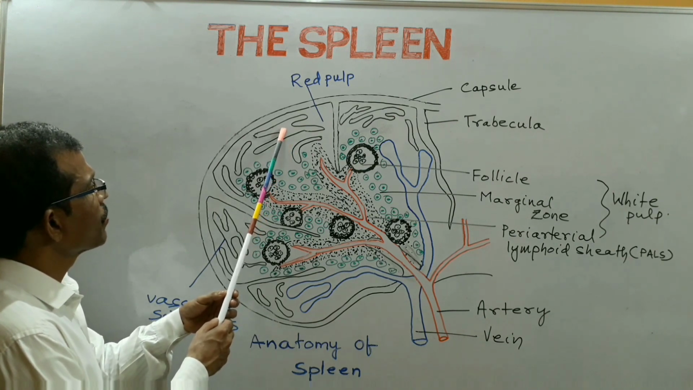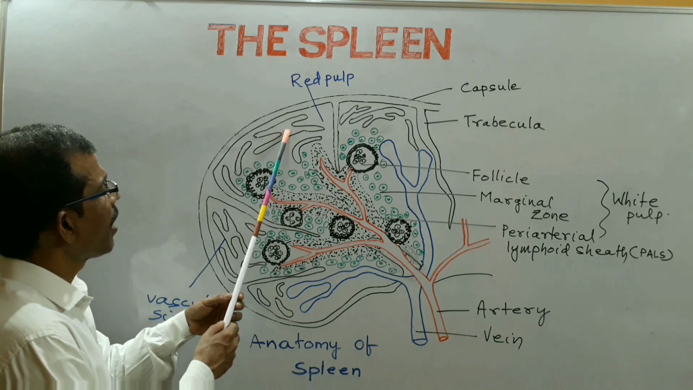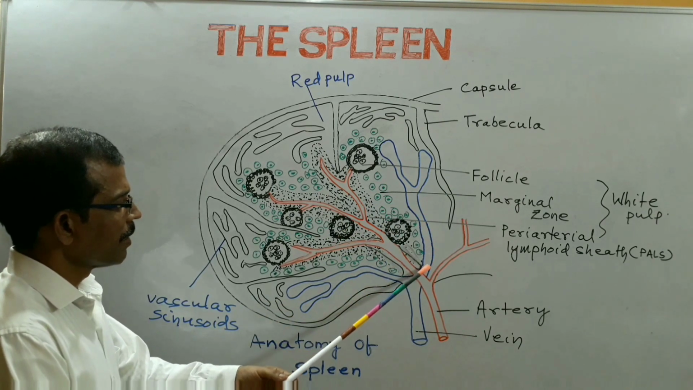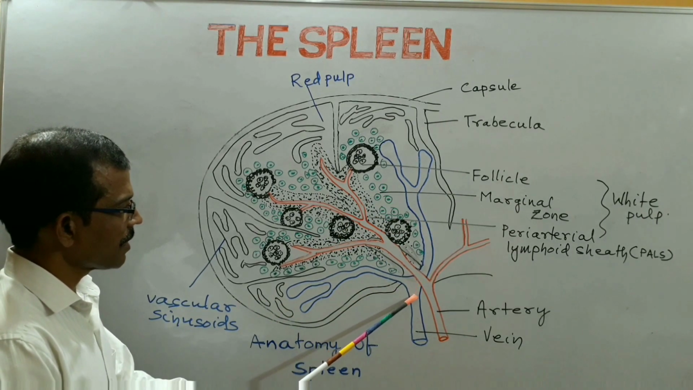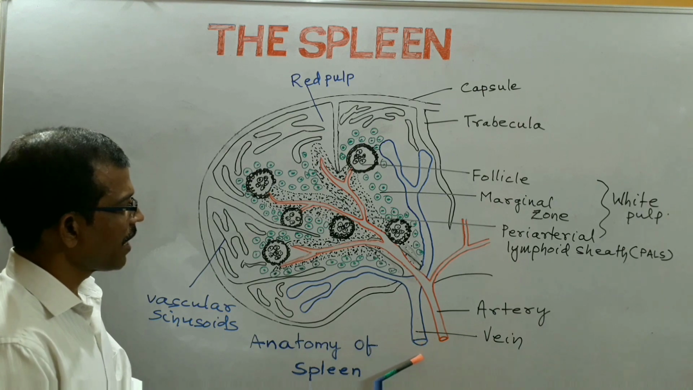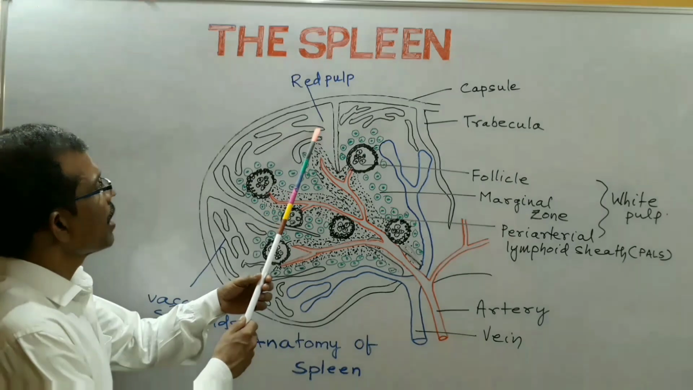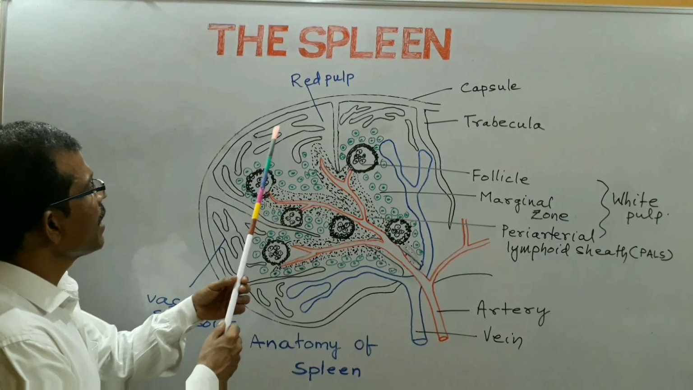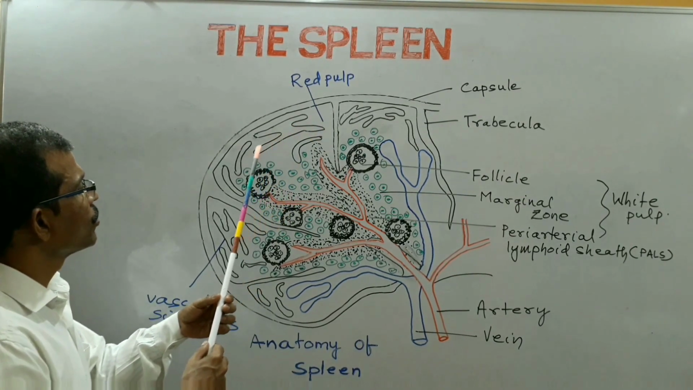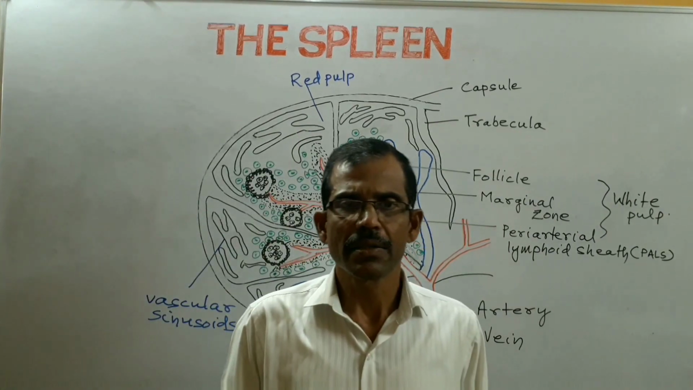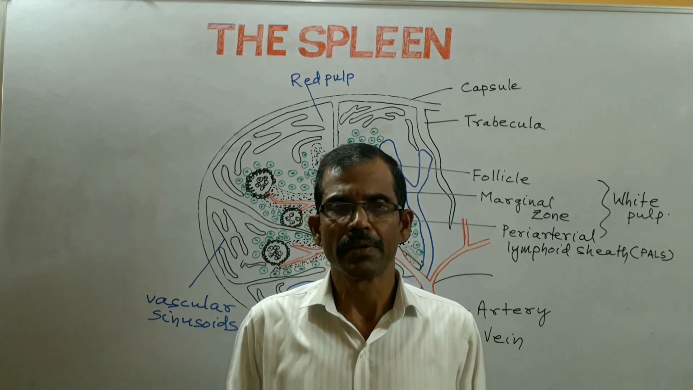From vascular sinusoids, blood flows into the trabecular vein, and from the trabecular vein, blood ultimately exits the spleen through the splenic vein. Blood flows freely in the vascular sinusoids. This type of circulation is known as open circulation, and open circulation is the characteristic of the human spleen. This is about the structure of spleen.